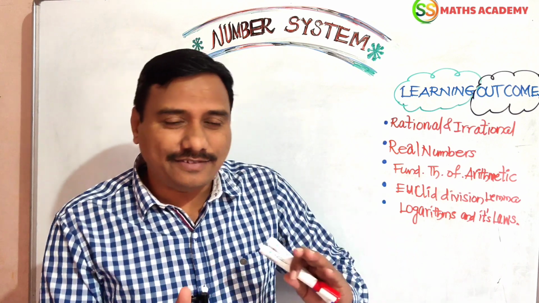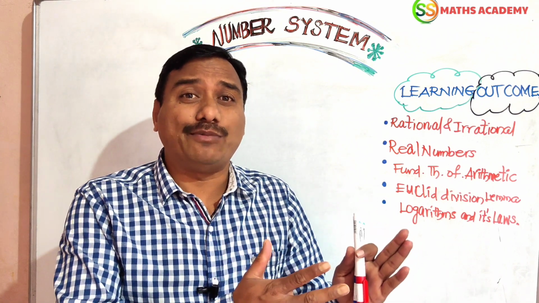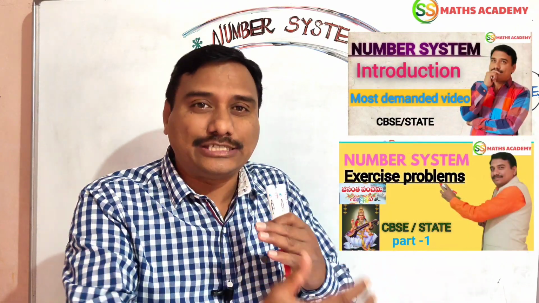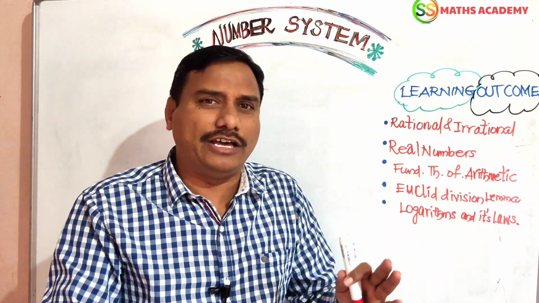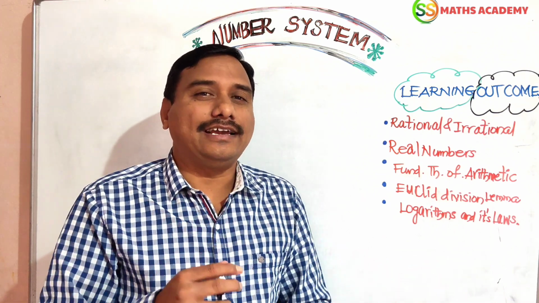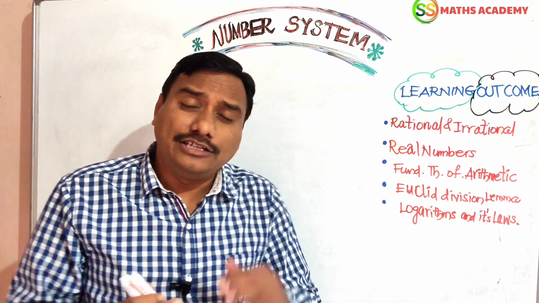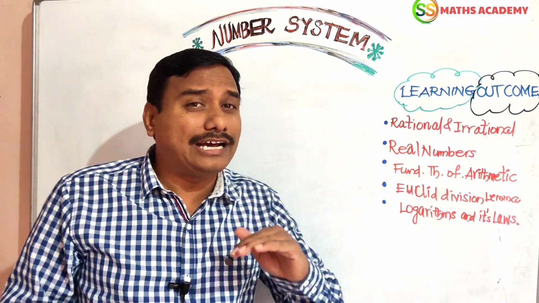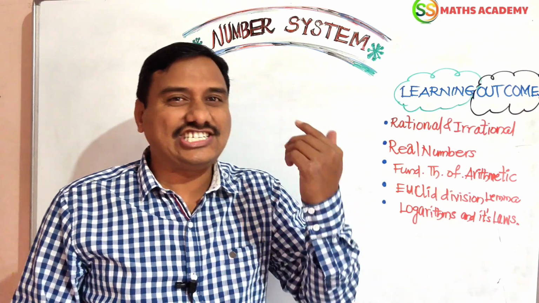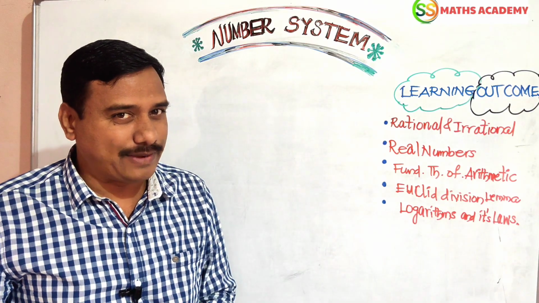In earlier classes, we learned very well about rational numbers, irrational numbers, and decimal expansions. The rational and irrational numbers together make a collection of real numbers. This Euclid division lemma also belongs to the real numbers chapter, 10th class, first chapter, in the CBSE system as well as the state board system.